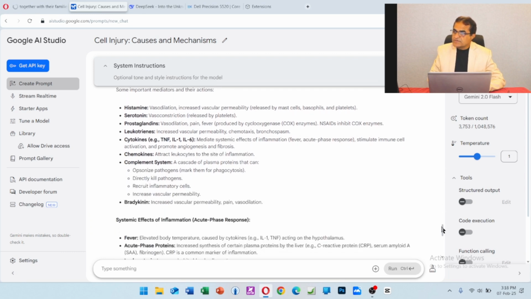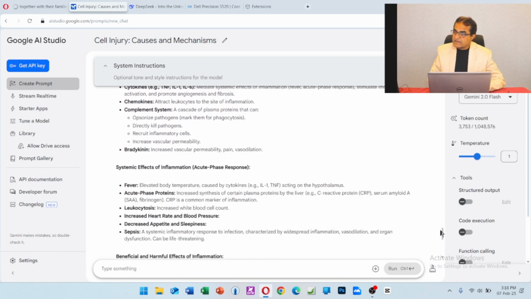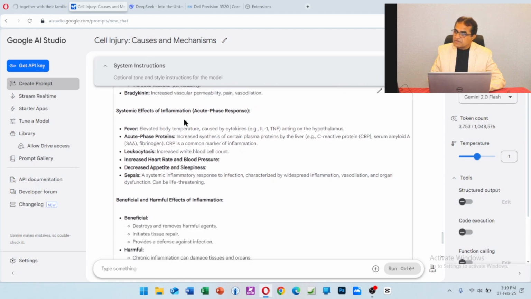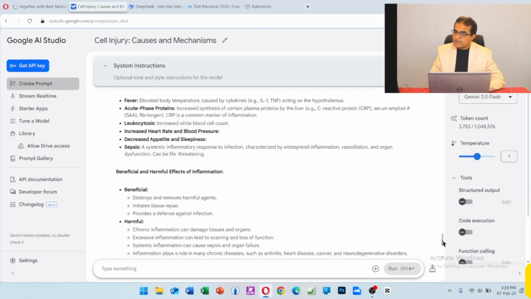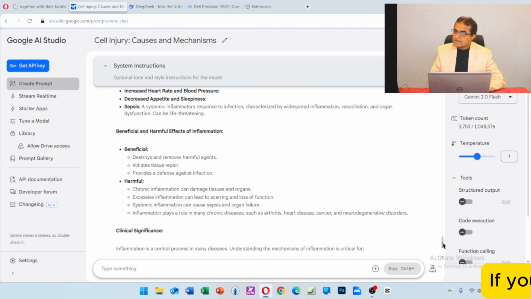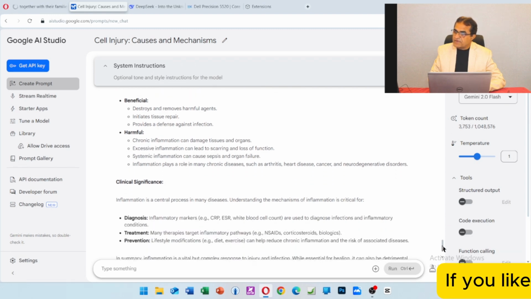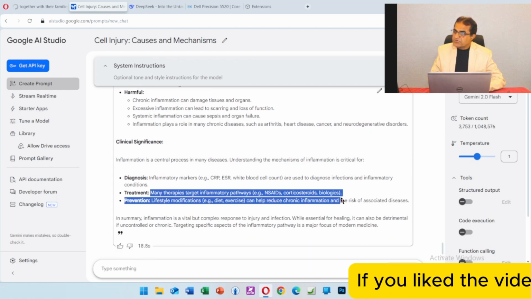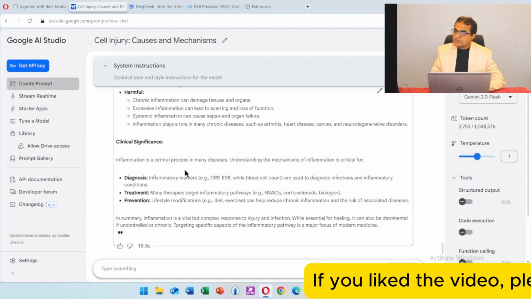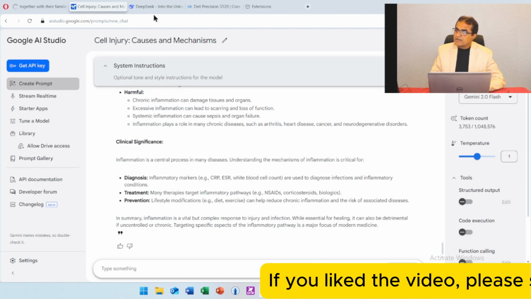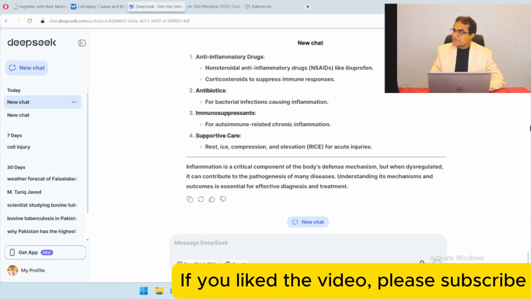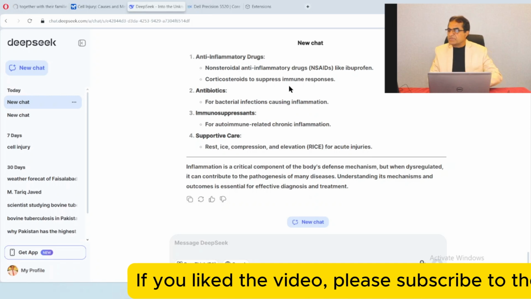So it gives us information about the players who induce inflammation, systemic effects of inflammation. That is the same is also covered by DeepSeek, the beneficial and harmful effects of inflammation, clinical significance. Treatment is very brief here. We are not really concerned about treatment too much. So here the treatment is also very brief. It's not in detail.